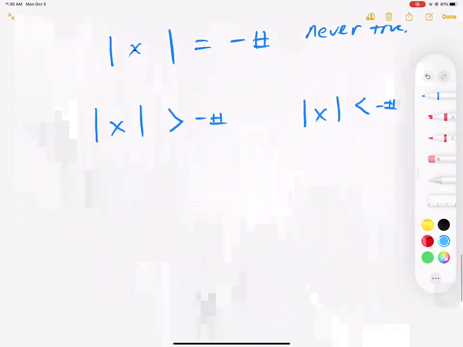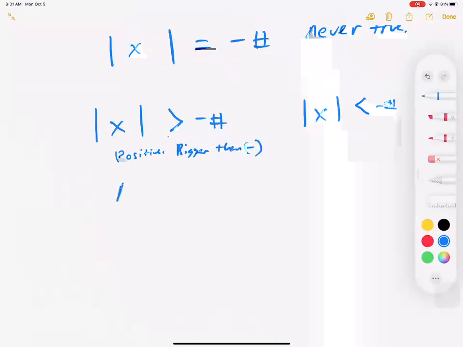Okay. So let's ask this first question. Can an absolute value be greater than a negative number? Isn't this always positive? So without doing any more work, hey, this is always true. Positive numbers are always bigger than negative. So this is all real numbers. So whenever you end up with this scenario, you can just stop here and say, you know what? This is true for all real numbers.